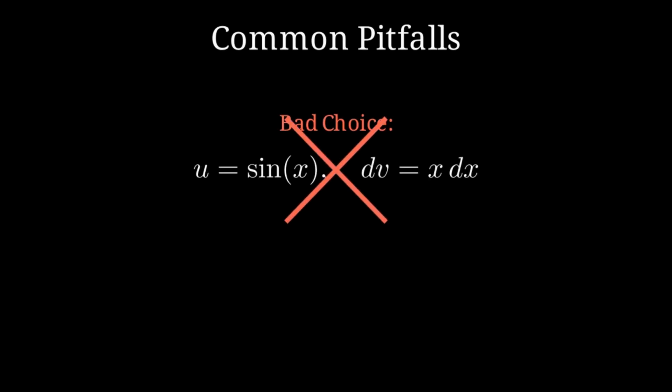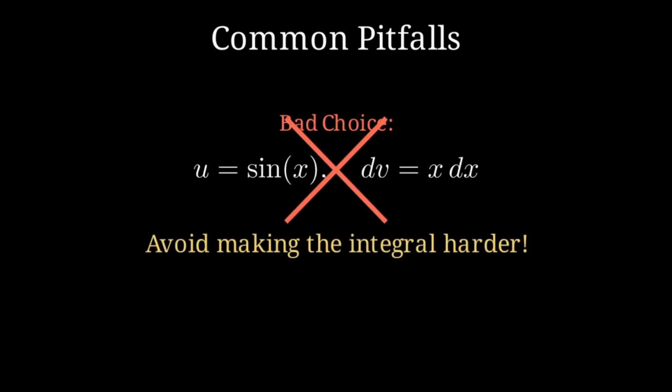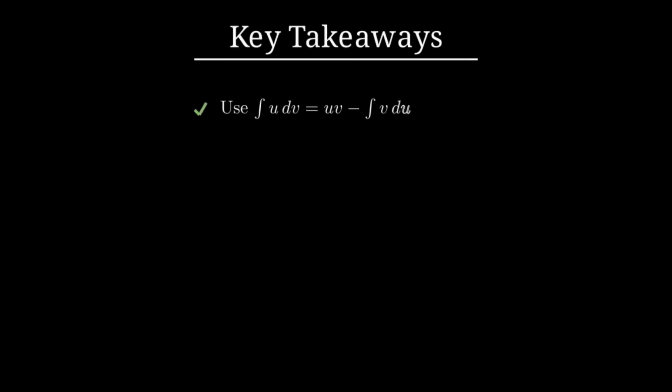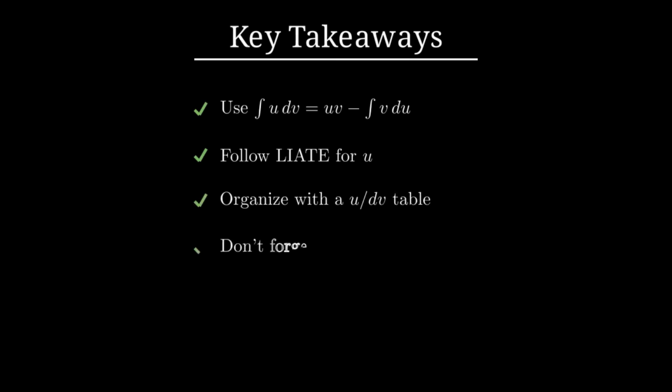Be careful! If your new integral looks more complicated than your original one, you likely swapped your choices for u and dv. If that happens, stop, go back, and try reversing your selection. In summary, integration by parts is the reverse product rule. Always use LIATE to pick your u, keep your work organized in a table, and remember that some problems require more than one application of the formula.